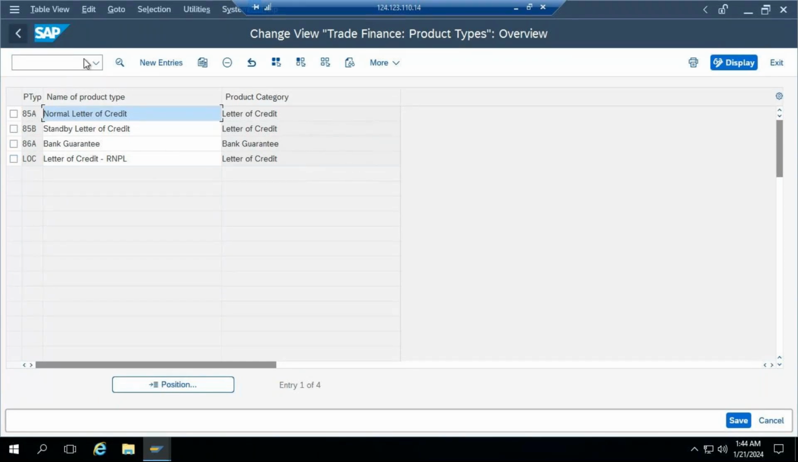Only, I mean, see example, there can be different letters of credit which you can map. Let's say normal letter of credit, standby letter of credit. What is the difference between the normal letter of credit and standby letter of credit? See example, in case of letter of credit, banks will give an assurance.